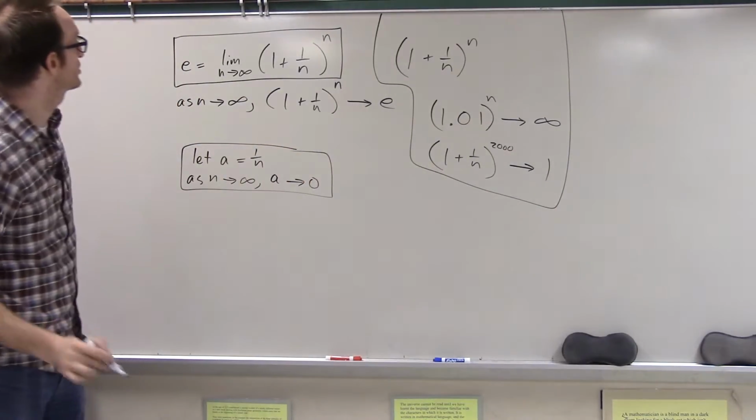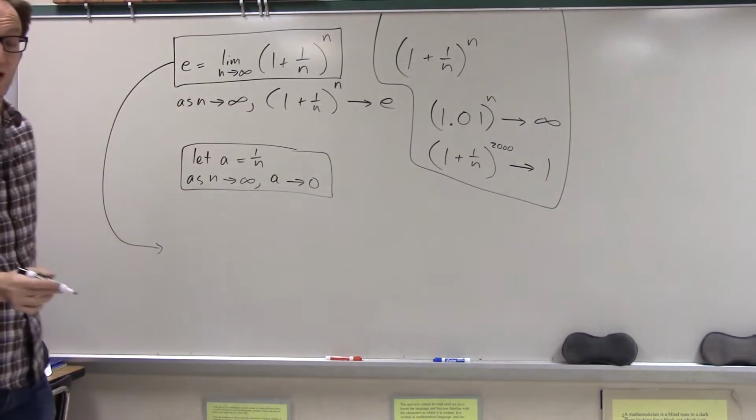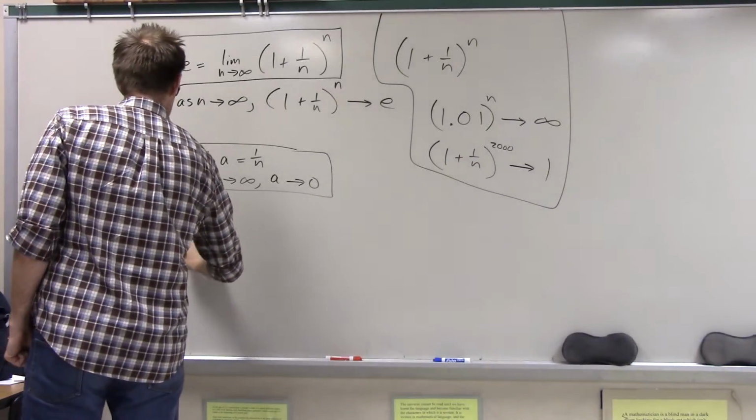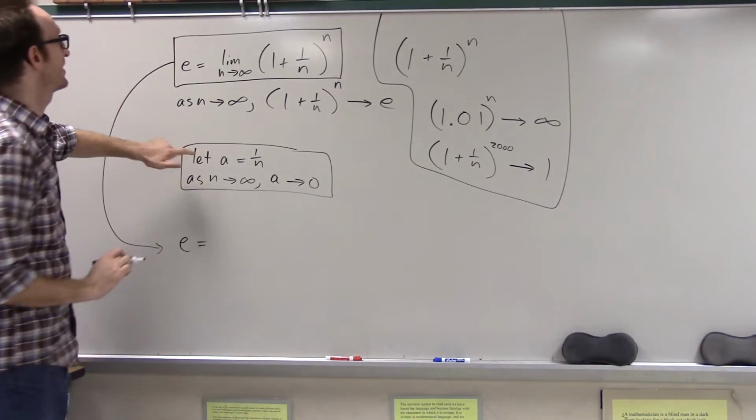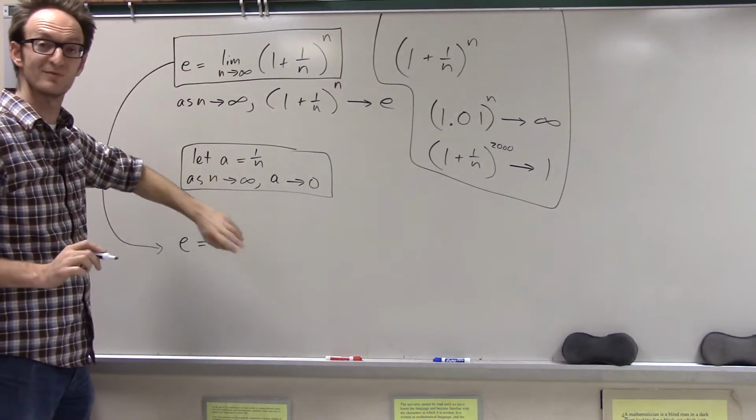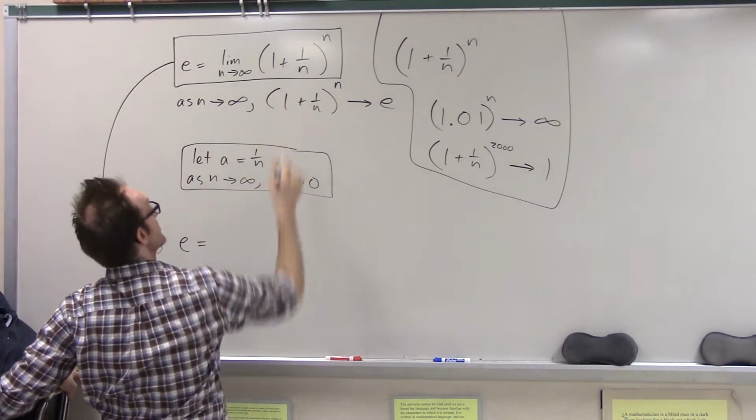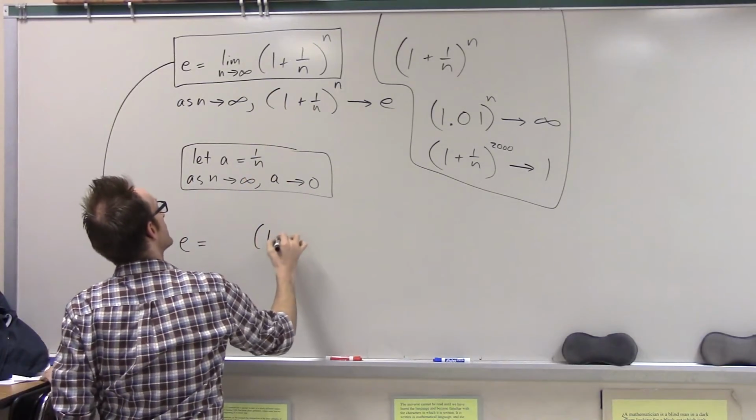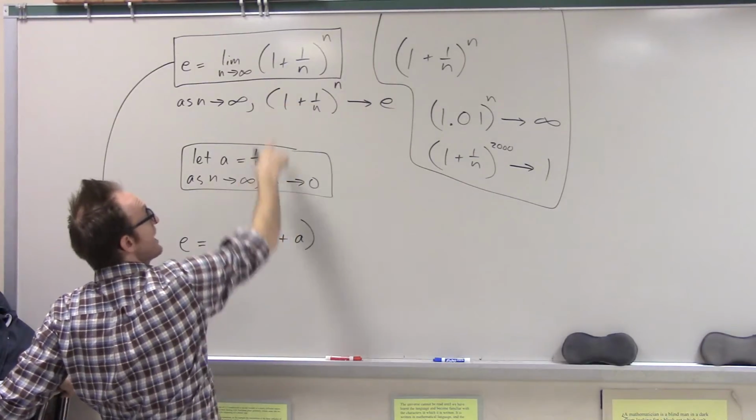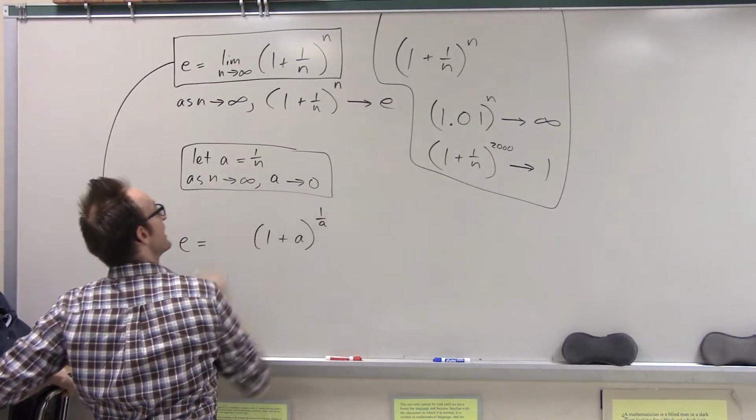Since this is true, a different but totally equivalent way of talking about E is that E is what you get, and now I'm going to translate all the symbols from this sentence into new symbols involving a instead of n. Instead of writing 1 plus 1 over n, I'm going to write 1 plus a. And instead of the exponent n, it is now 1 over a, so I'm going to write this as 1 over a.